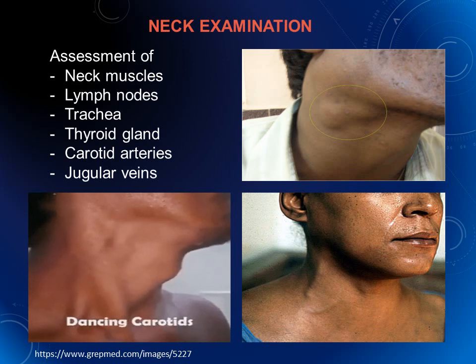This slide demonstrates examination of neck. It includes assessment of neck muscles, lymph nodes, trachea, thyroid gland, carotid arteries, and distension of jugular veins or pulsation of jugular veins. The first picture shows dancing carotids. This is specific for aortic insufficiency. Another picture shows enlargement of lymph nodes, and the third picture, jugular vein distension, which occurs when the central venous pressure increases. Increased pressure of the superior vena cava causes the jugular vein to bulge, making it most visible in the right side of the person's neck.